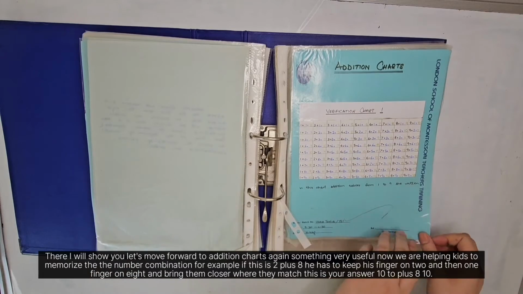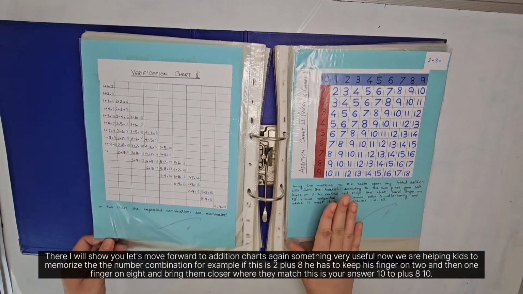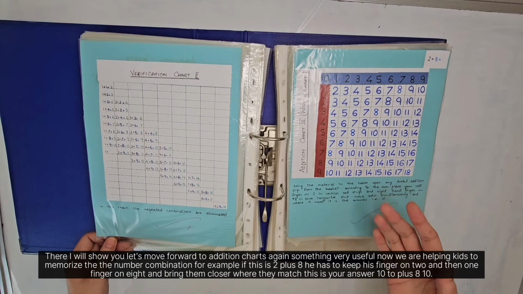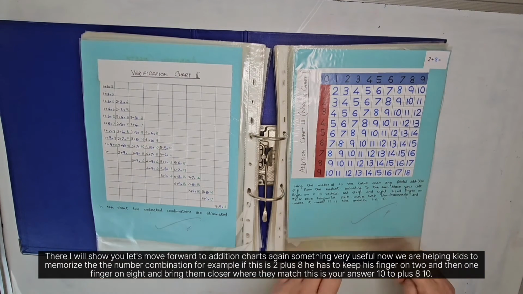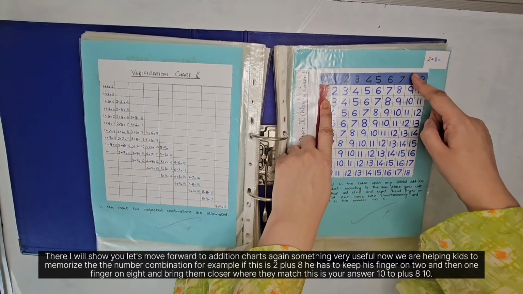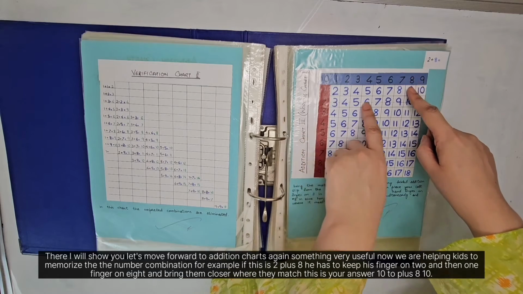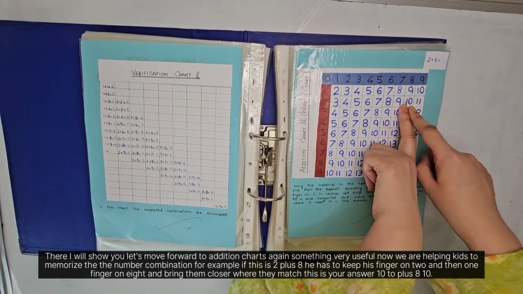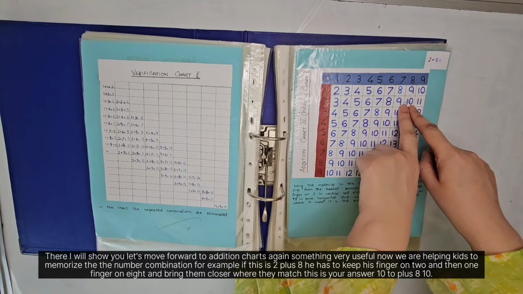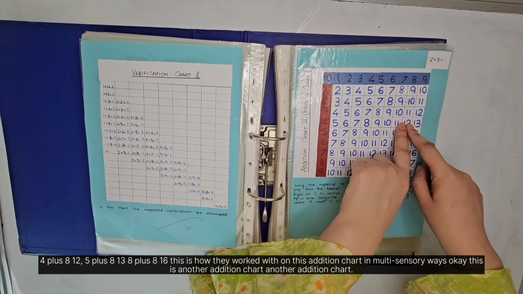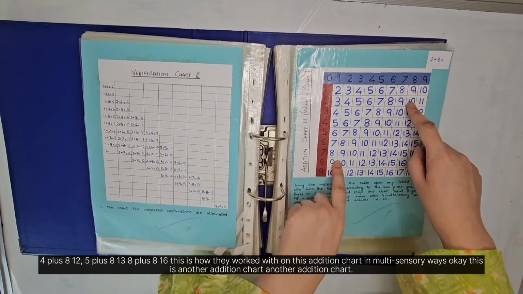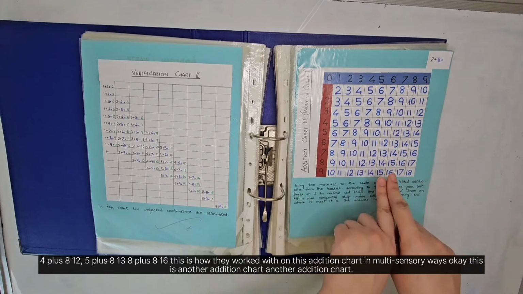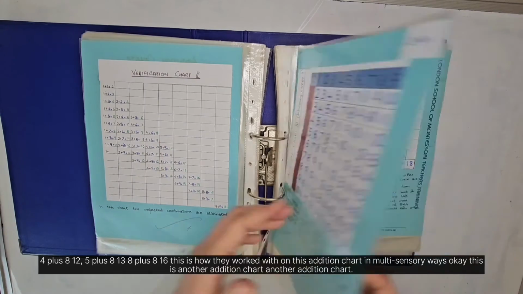Let's move forward to addition charts. Again, something very useful. Now we are helping kids to memorize the number combinations. For example, if this is 2 plus 8, he has to keep his finger on 2 and then one finger on 8 and bring them closer. Where they match, this is your answer, 10. 2 plus 8, 10. 4 plus 8, 12. 5 plus 8, 13. 8 plus 8, 16. This is how they work with this addition chart in multisensory ways.